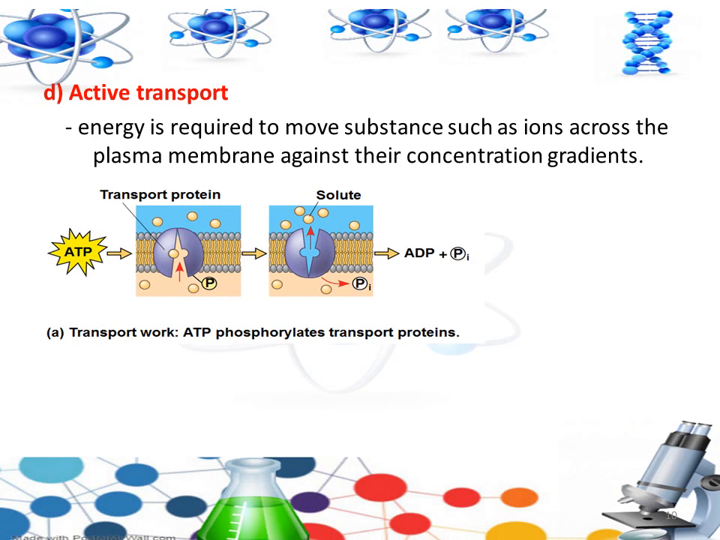And the next one is ATP is very significant for active transport. So you know that active transport is the movement of substances or ions across the plasma membranes against the concentration gradient. So when you go against the concentration gradients, you need a lot of energy to push up the gradients.